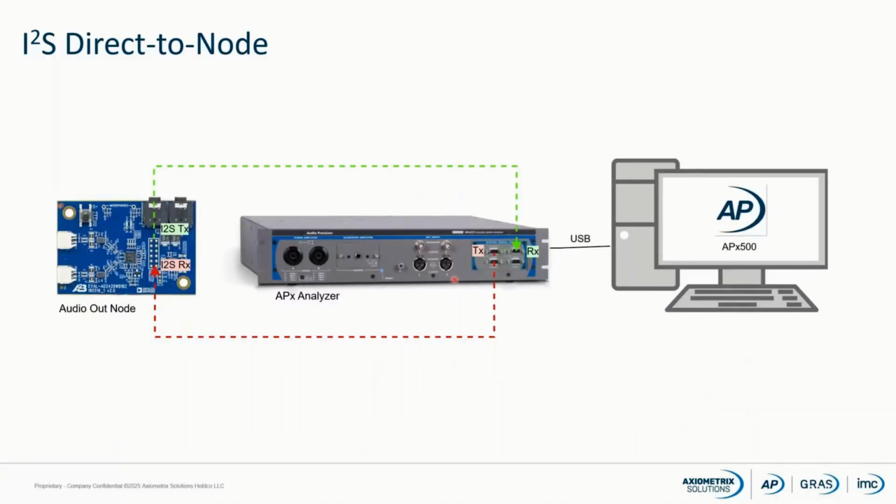So using this digital serial I/O or DSIO module, the APx can transmit or receive audio from a node, again using I2S or another serial format, using either the device or the APx as the clock source.